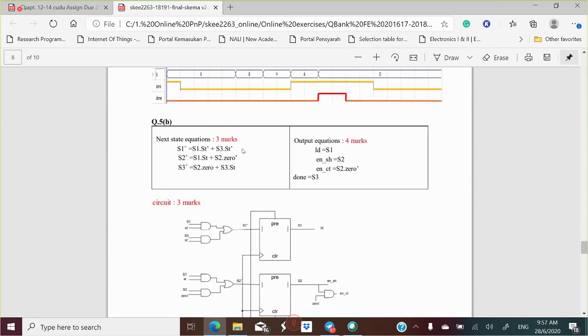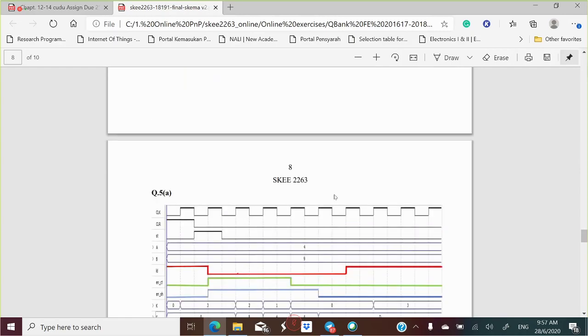If you look at it, the next state equation, the output equation. So actually, it's better for you to separate. Actually, here it says straight away. Yeah, but actually you have Mealy and more.